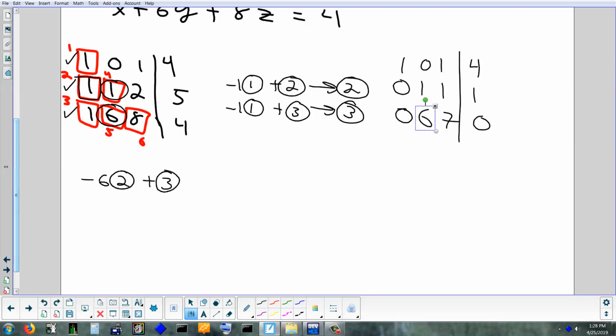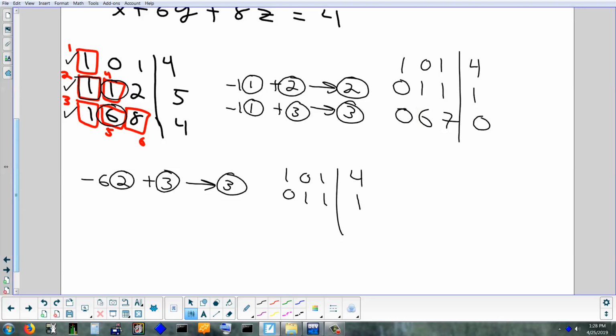And if that's all you do, you haven't written anything yet. Now, tell me where you want to write it. We're going to put that result in row 3. So what's going to happen to row 1 here? It's going to stay the same. What's going to happen to row 2? It's going to stay the same. Okay, rows 1 and 2 are done in this problem. We're just going to copy them over. 1, 0, 1, 4. 0, 1, 1, 1.